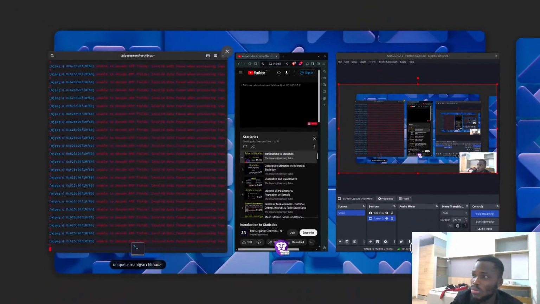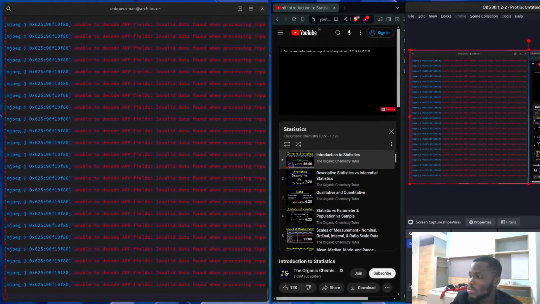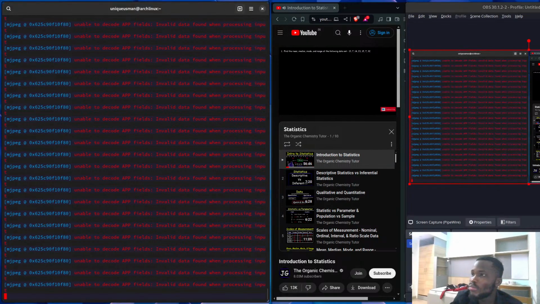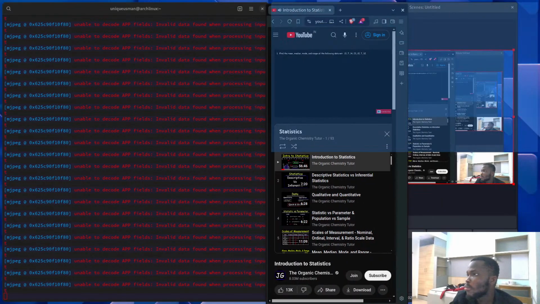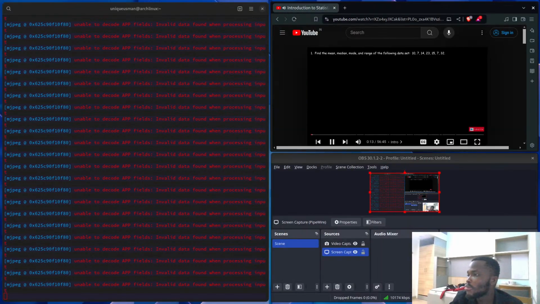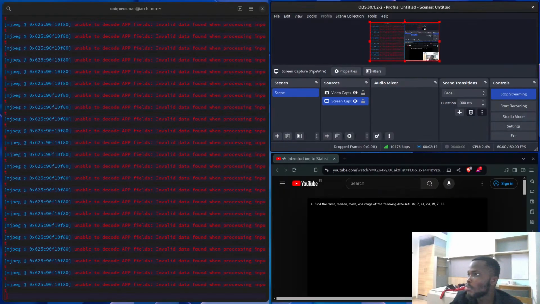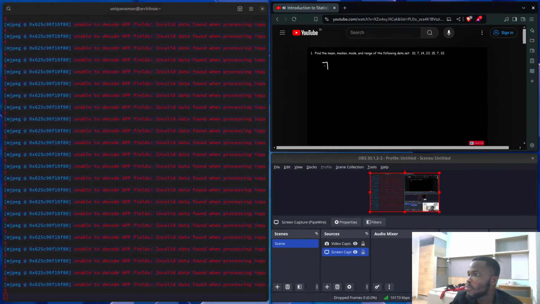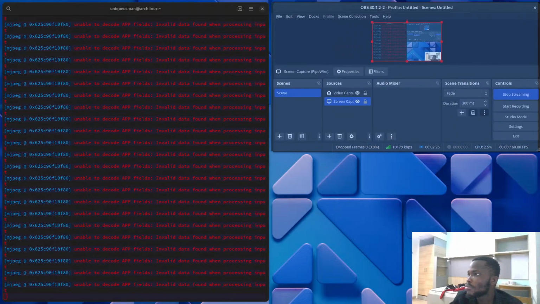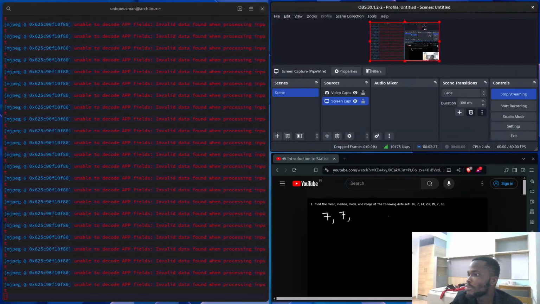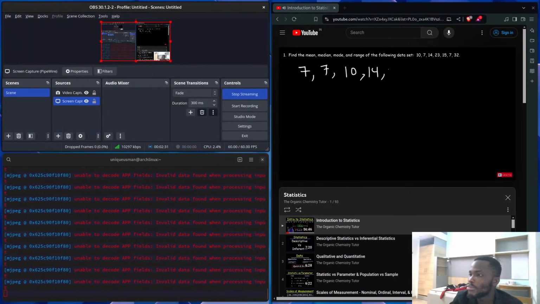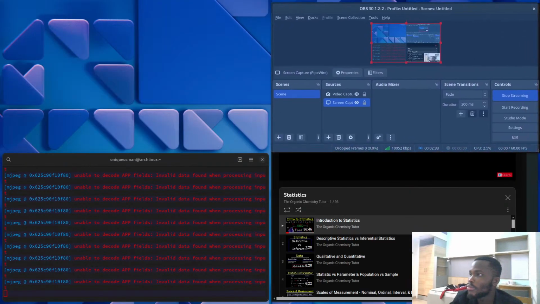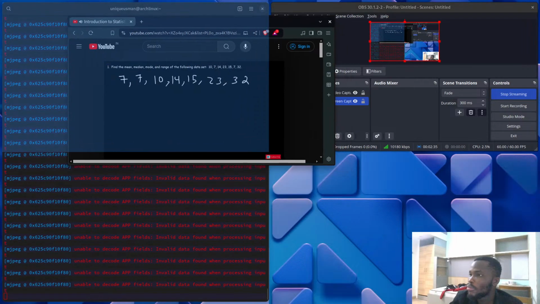Let's start with this problem. Find the mean, median, mode, and range of the following dataset. The first thing that I would recommend doing is arranging the numbers in increasing order. So the lowest number is 7, and we have 2 of them. After that, the next number is 10, and then 14, 15, 23, and 32.